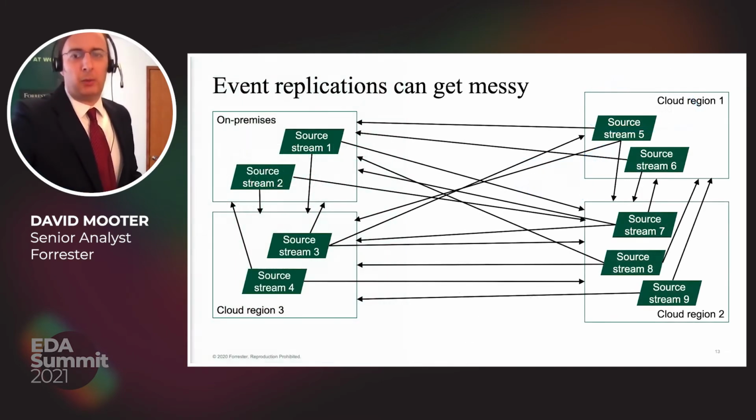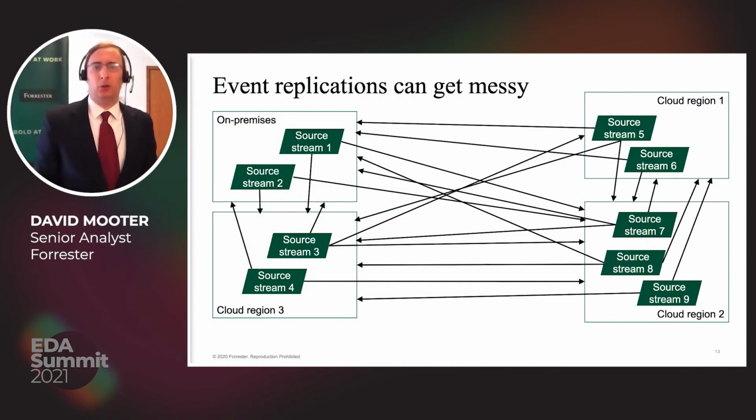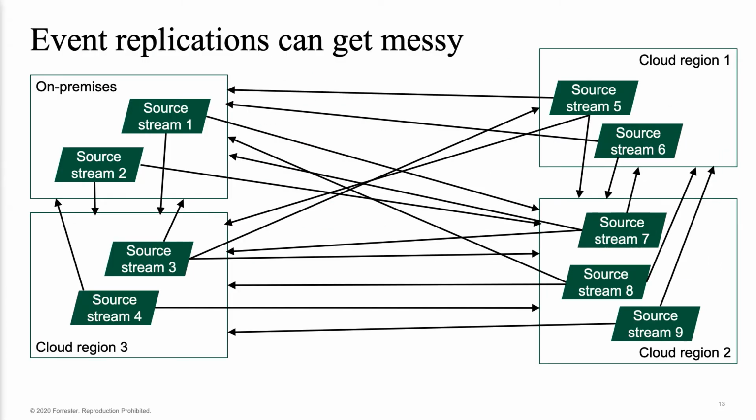Now, moving on, I want to come back to that point about event replications can get messy. If you're doing all these point-to-point replications and you have multiple cloud regions, maybe multiple on-premise data centers, you can get an ugly spaghetti mess like you see here.